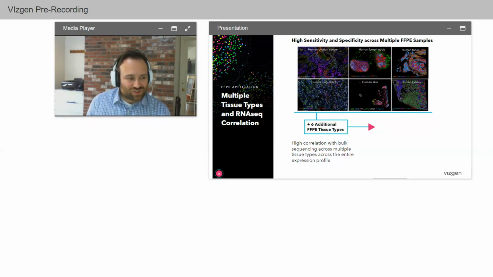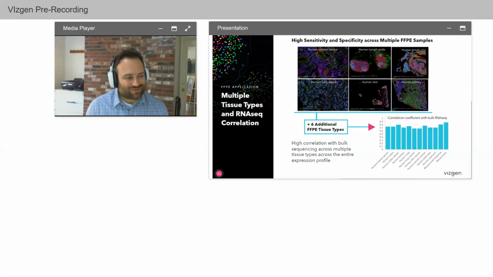In addition to just showing that we can successfully demonstrate MERFISH here, we took these 6 additional FFPE tissue types and looked at the correlation coefficient. Again, looking at the data we've generated using MERFISH, comparing it to bulk RNA sequencing, we see very high correlation coefficients across all of these tissue types, which is incredibly important. And again, this is across the entire expression profile.